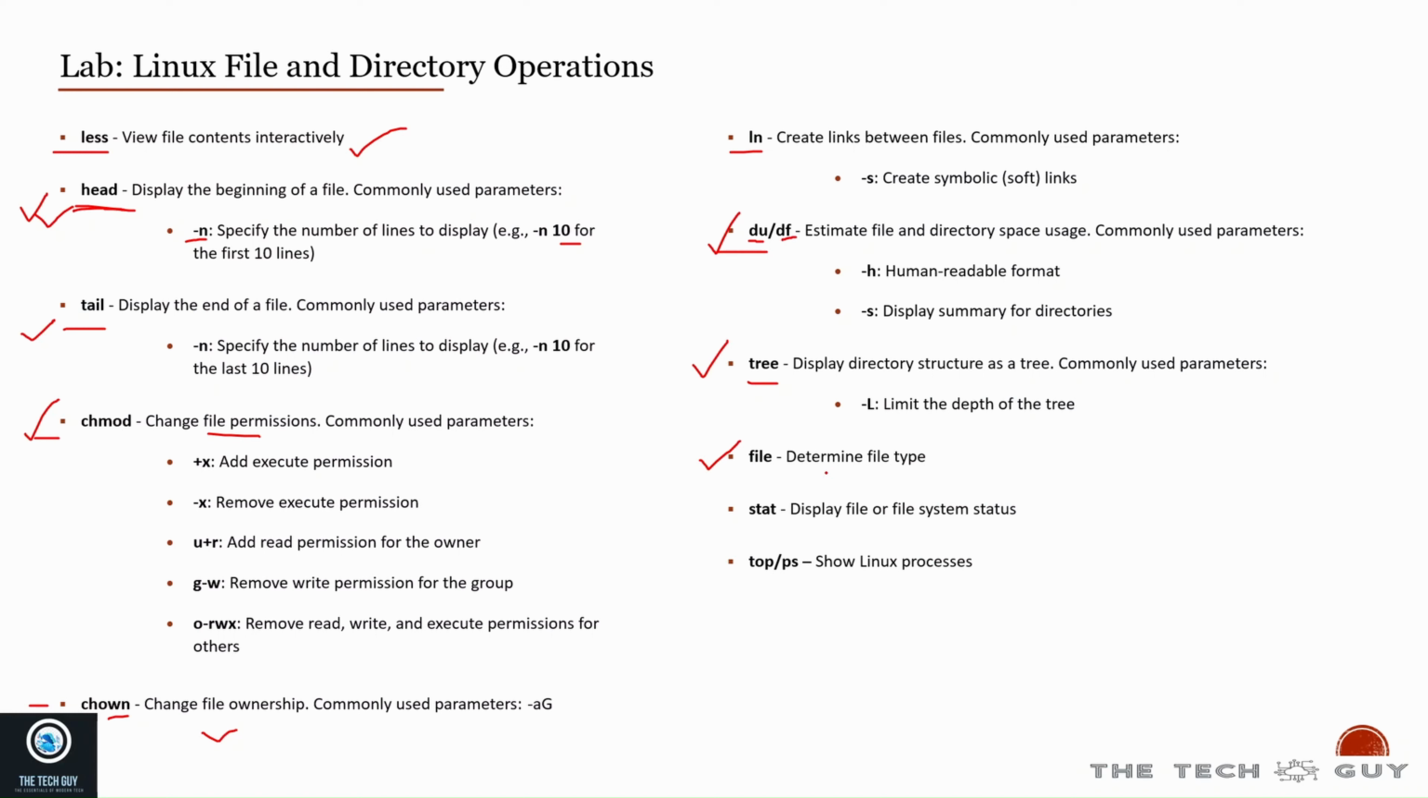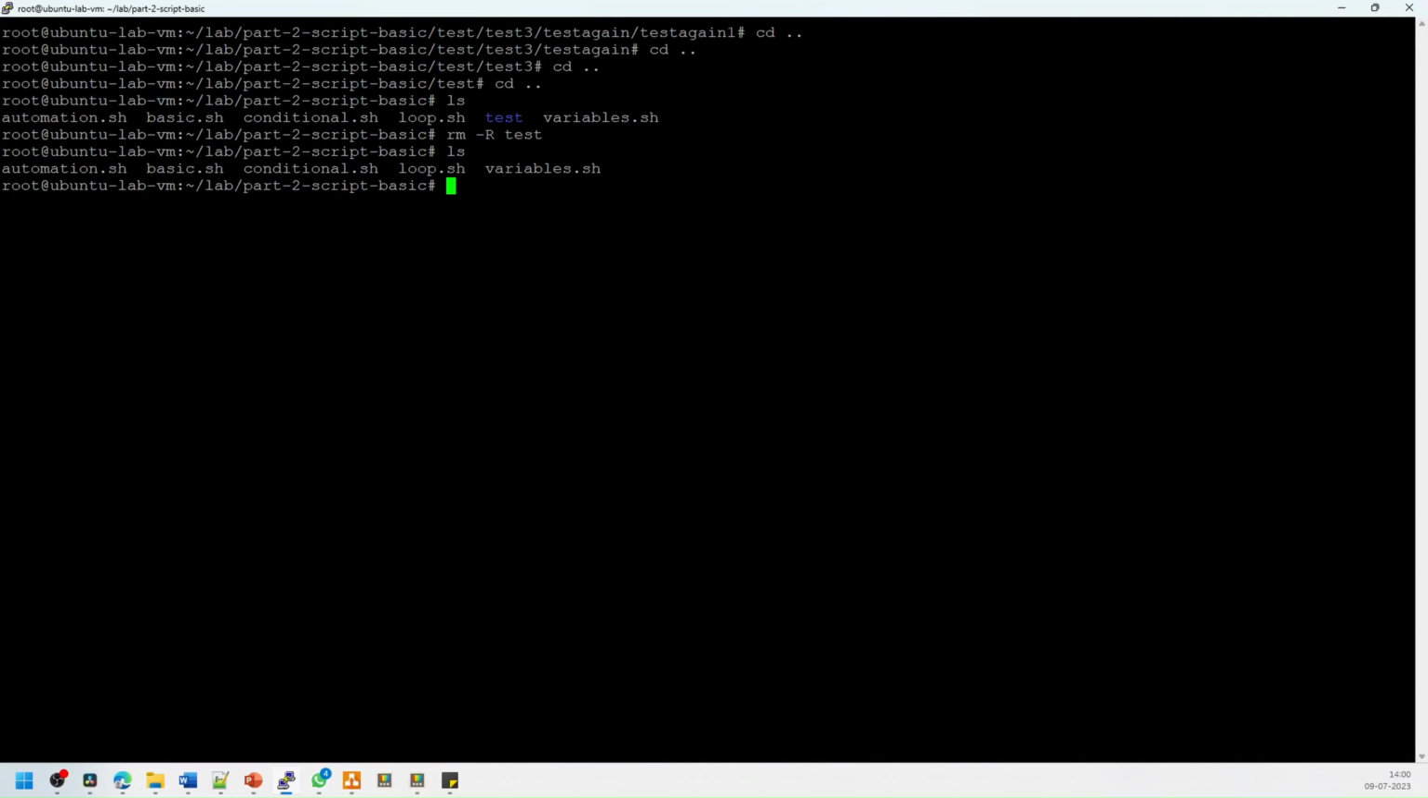file helps you determine the file type. stat checks the status of the system, the status of the file. And top and ps help you list the processes. Now that was just the intro, so that when I talk about these commands you know what I'm really talking about. Now let's jump into the demo.